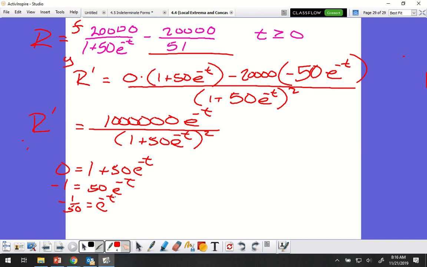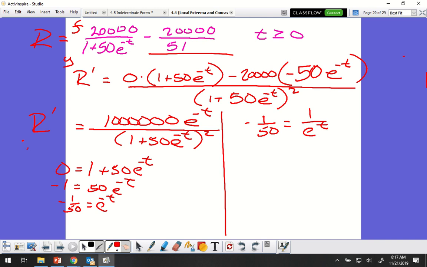Okay, so what can I do with that negative exponent? I can ln, but I don't want to do that yet. I want to take care of it now. Just put it over, 1 over, right? So I have 1 over negative 1 over 50 is equal to 1 over e to the positive t.